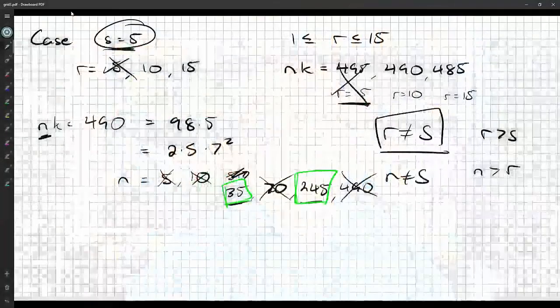So, well, I've learned a few things. R must be bigger than S, N must be bigger than R, so that should hopefully narrow some things down. I'm going to continue looking here and see exactly what else I can see.